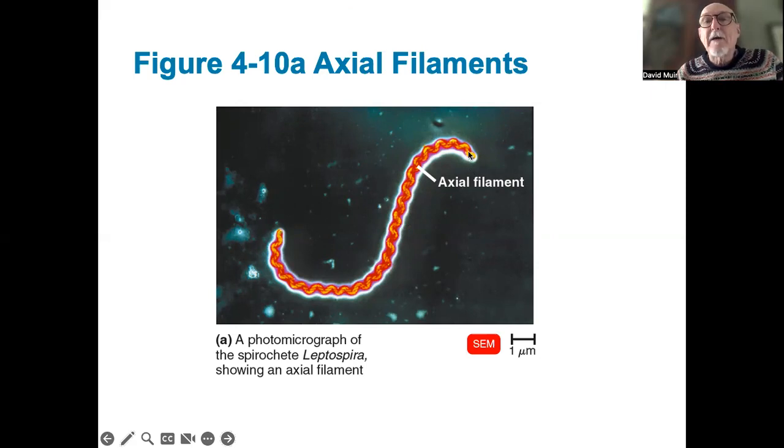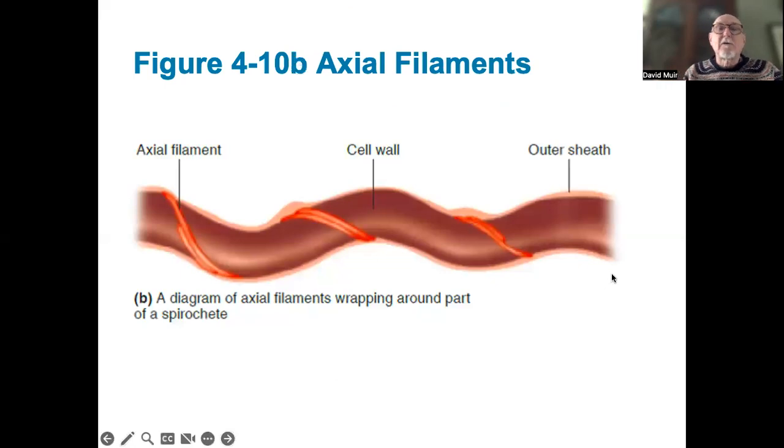And the spirochetes, the cell is a tightly wound corkscrew, and it is wound around a flagellum, which runs through the center here. And that is called the axial filament. And here it is, it also spirals around. It functions like the other flagella.